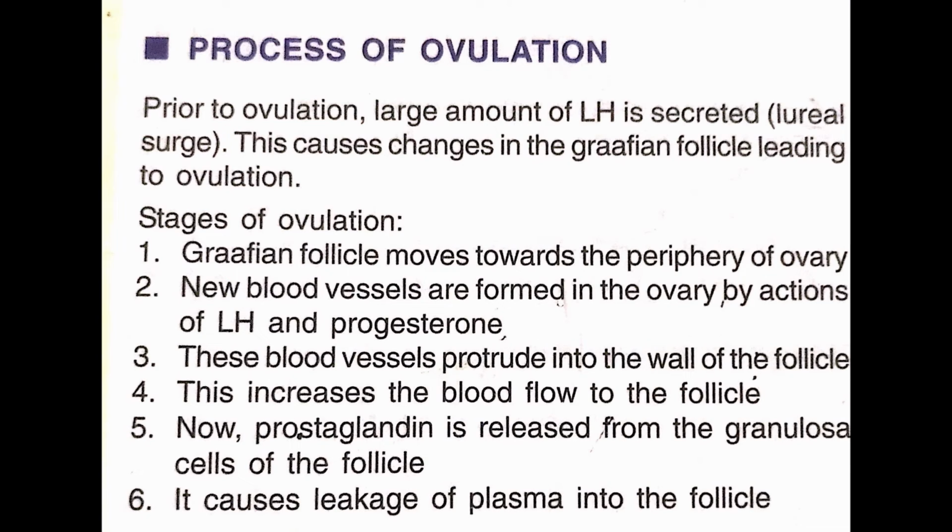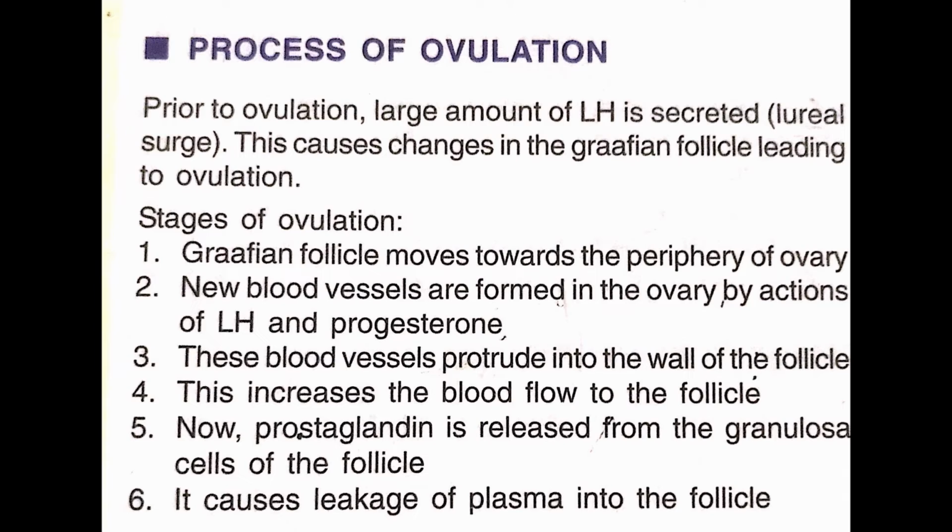Now second, we discuss the process of ovulation. Prior to ovulation, a large amount of LH is secreted. This causes changes in the Graafian follicle leading to ovulation. LH is luteinizing hormone. The stages of ovulation: first, the Graafian follicle moves toward the periphery of the ovary. Second, new blood vessels are formed in the ovary by the action of LH and progesterone.